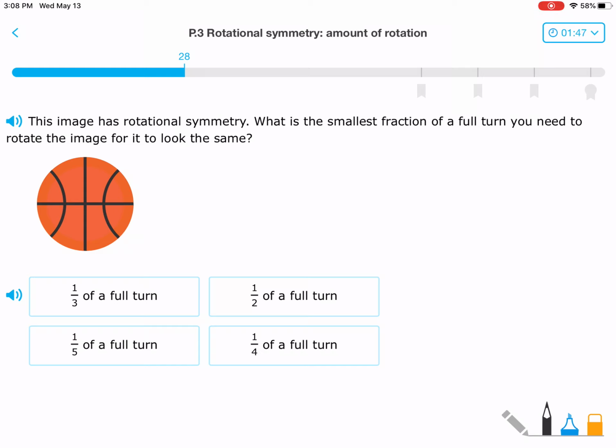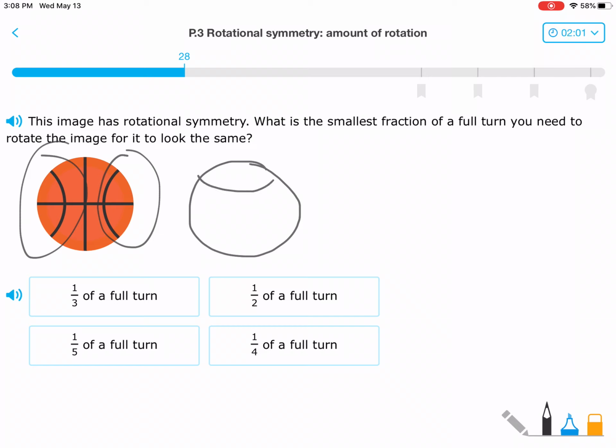So this one says the smallest fraction, and remember that these lines would have to line up on top of each other. So if I rotated this ball 90 degrees, now this isn't going to be the best image, these lines would now be here. Okay?